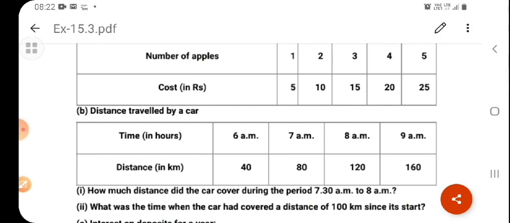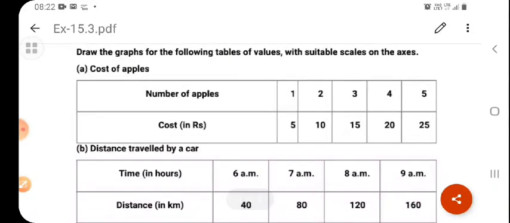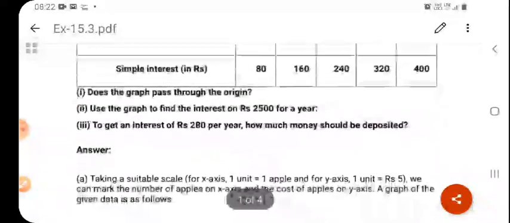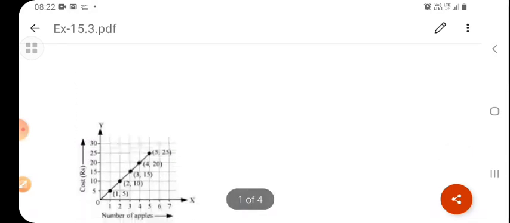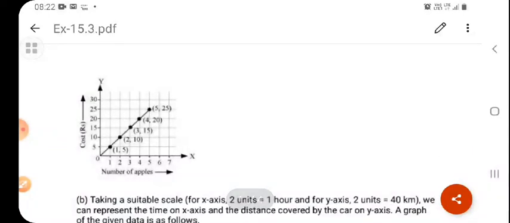Okay, and we'll just take the scale as on the x-axis 1 unit for first and on the y-axis it is 5. So here you can see 1 unit is equal to rupees 5 on the y-axis and 1 unit is equal to 1 apple for the A part, and we'll plot the graph as this. This is the number of apples 0, 1, 2, 3, 4, 5, 6, 7 on the x-axis.